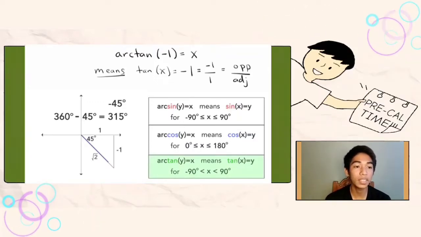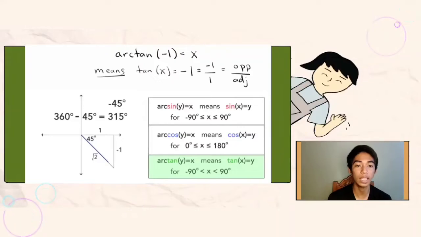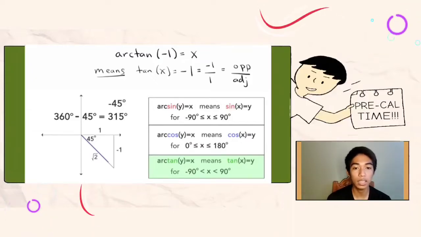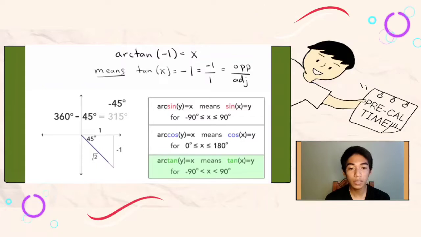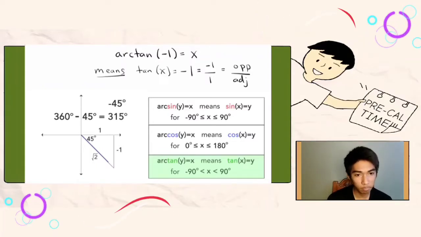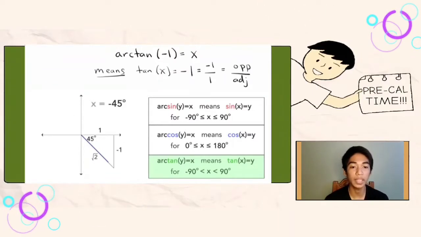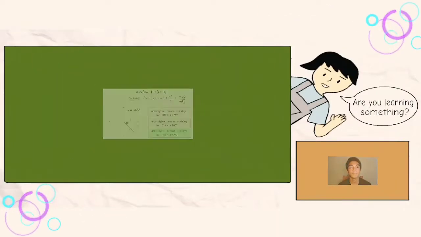For arctangent, x needs to be between negative 90 degrees and positive 90 degrees. Negative 45 degrees is between negative 90 degrees and positive 90 degrees. However, 315 degrees is not. 315 degrees is bigger than 90 degrees, so I have to throw that one away. So negative 45 degrees is my correct answer.